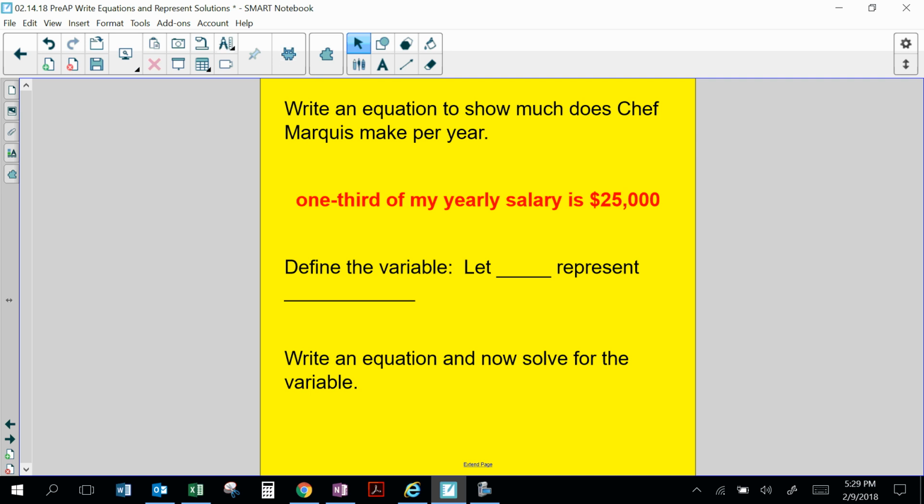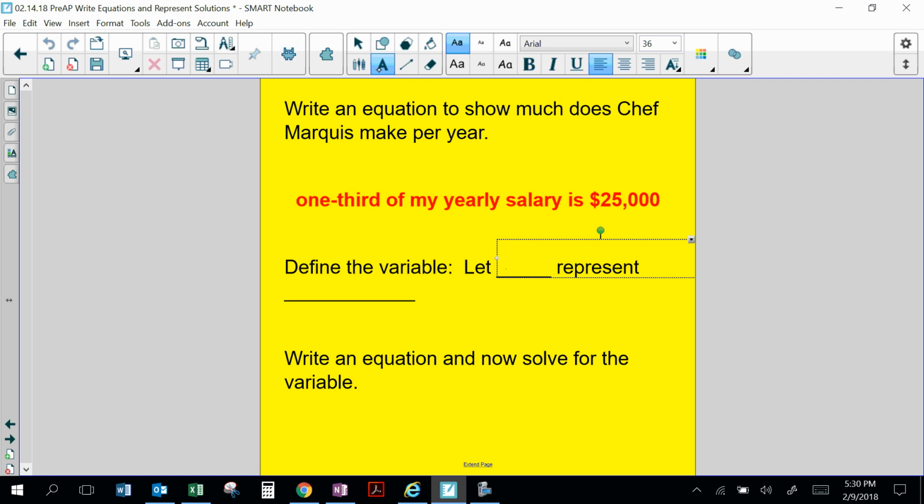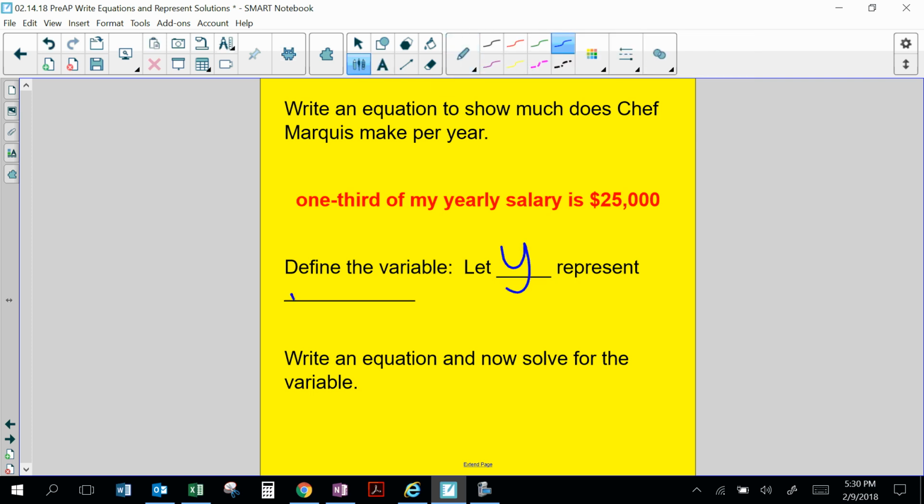I'm curious about that. So 1/3 of my yearly salary is $25,000. So what variable are we trying to find here? Yearly salary. So I'm going to use the letter Y. Let Y represent the yearly salary of Chef Marquise. Write an equation and now solve for the variable. So 1/3 of my yearly salary is equal to $25,000.